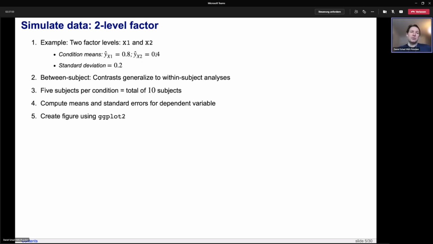This is just an arbitrary simulated data set. This could be a response time or some rating or whatever. And we assume that the standard deviation of the dependent variable is 0.2.